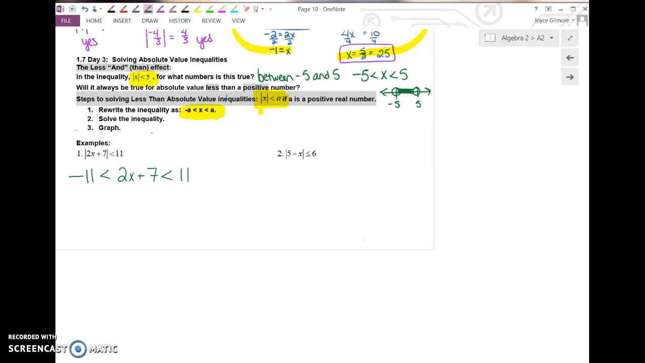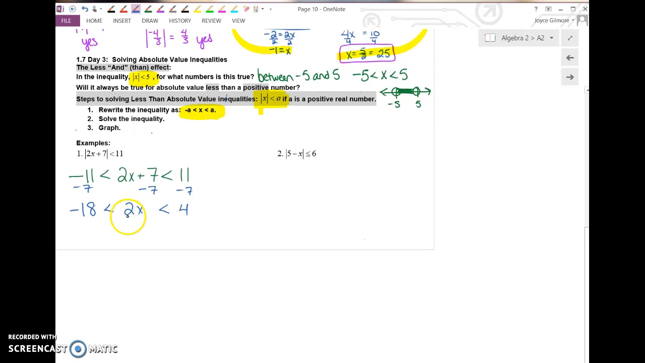To solve this, do you guys remember how to solve a 3-part AND inequality? Right. You want to get the x in the middle by itself. Whatever you do in the middle to get x by itself, you have to also do on the left side and the right side. So the first thing we need to do is subtract 7. So subtract 7 in the middle, on the left, and on the right. That will give us negative 18 is less than 2x is less than 4.